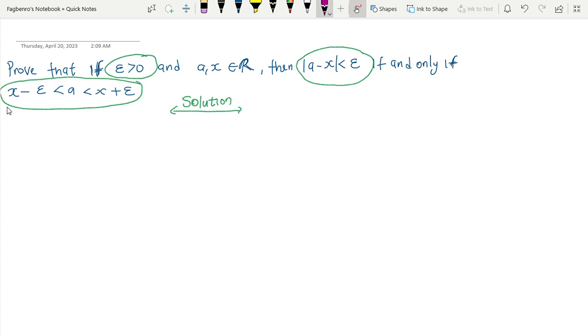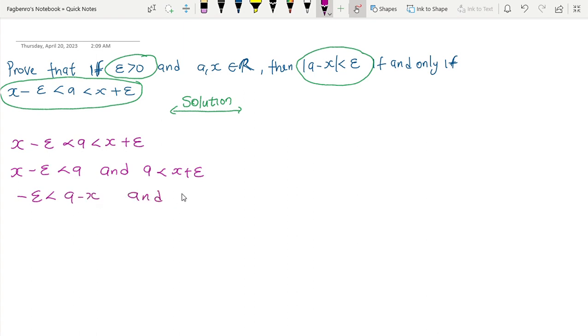Alright. So let's go back to this. If and only if x minus epsilon is less than a, which is less than x plus epsilon. The next thing I will do is separate the inequality. x minus epsilon is less than a, and a is less than what? x plus epsilon. Okay, from here, minus epsilon is less than a minus x, and a minus x is less than what? Epsilon. Alright, which implies that minus epsilon is less than a minus x, which is less than what? Epsilon.